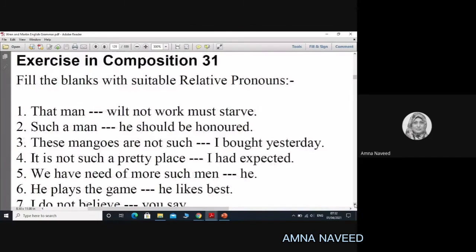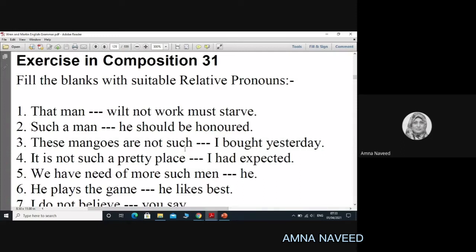So the next exercise is about, once again, filling the blanks with suitable relative pronouns. So the sentence is: such a man dash he should be honored. As I have discussed earlier, in some cases, when a sentence contains such, it is followed by as, a relative pronoun. So, such a man as he should be honored. Very good.